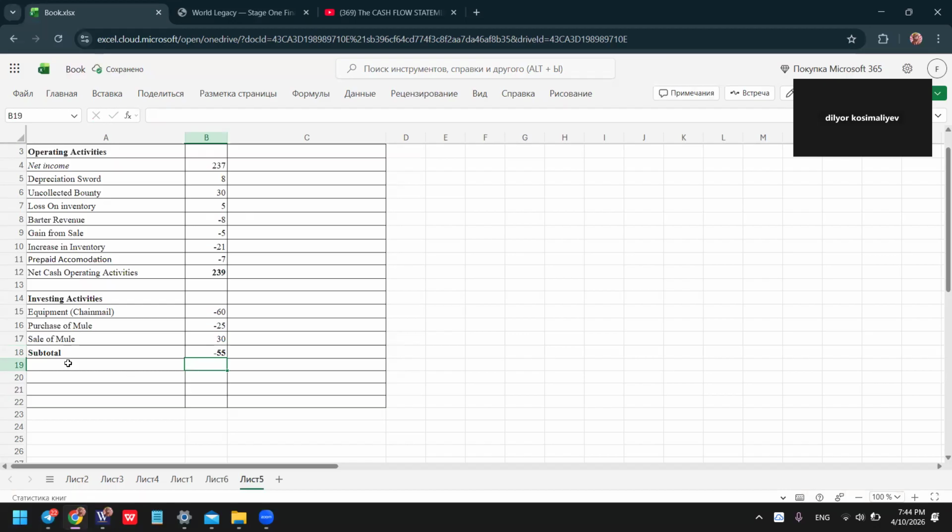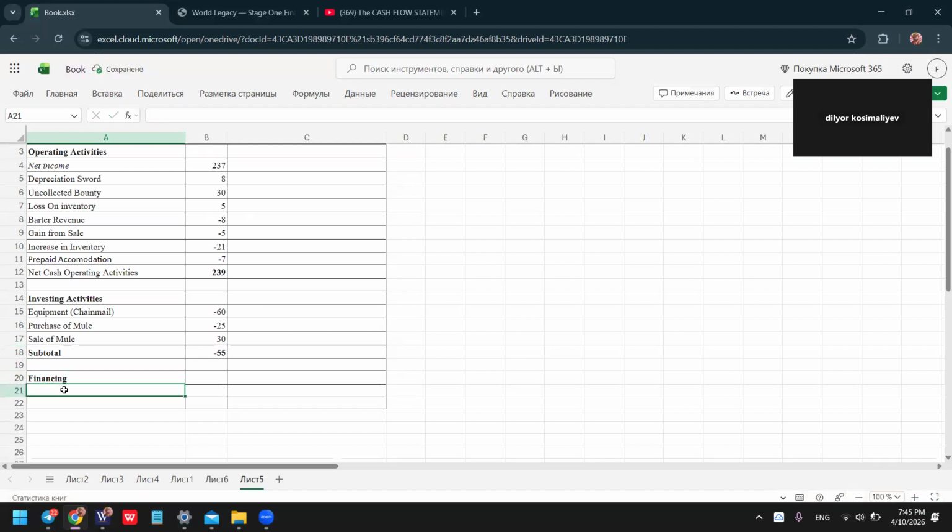Now we have financing activities. So this is the money that goes directly into our, let's say, business, right? That we get kind of funded and get capital. So first things first, in the beginning, she gets initial capital from her boss, which was 50 gold pieces, plus.